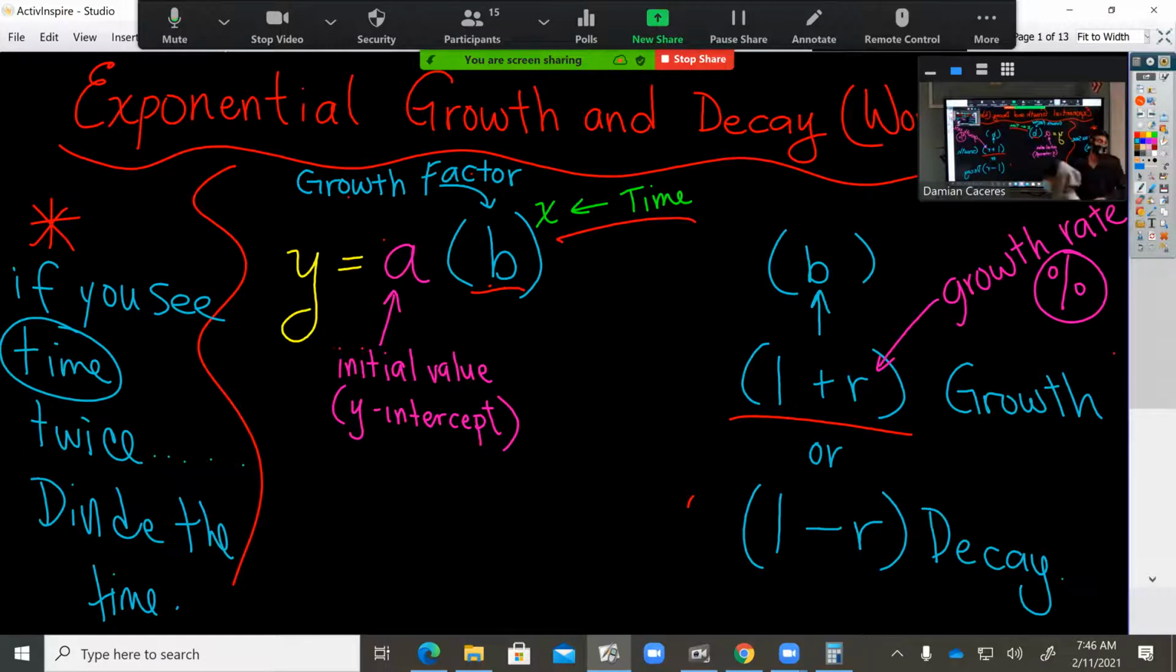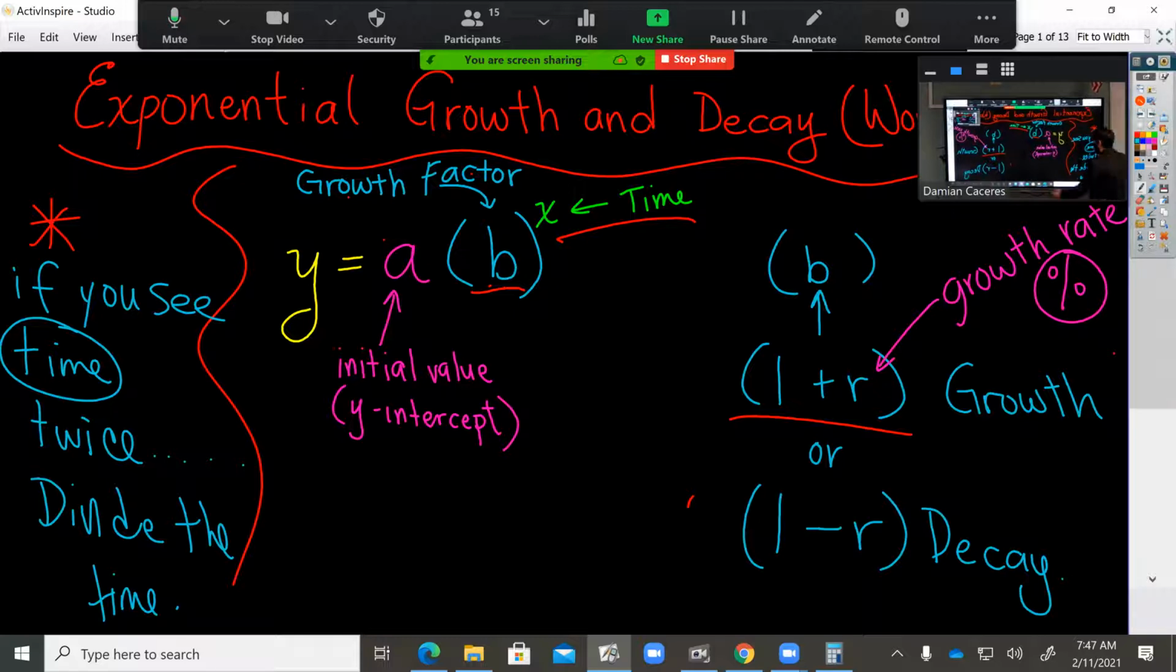So if I tell you every 3 minutes I fart, how many times will I fart in 120 minutes? You read the word minutes twice, 3 and 120. Which one is your exponent? When you divide it, it gives you 40. 40 is your exponent. So understand that. If you see time twice, divide the time.